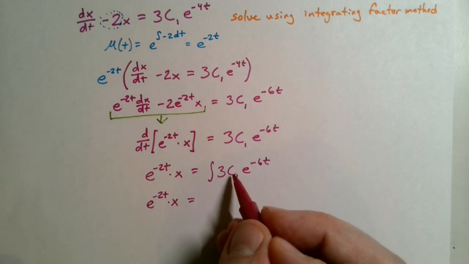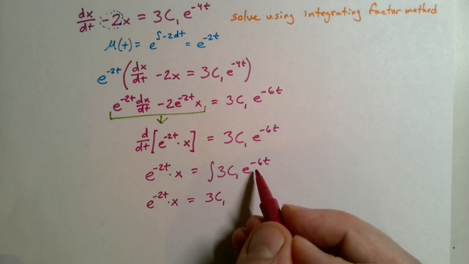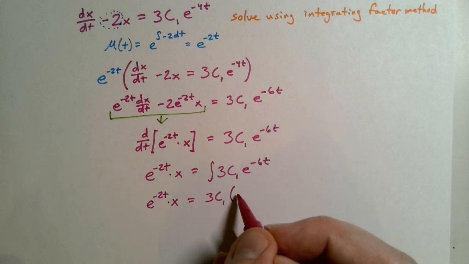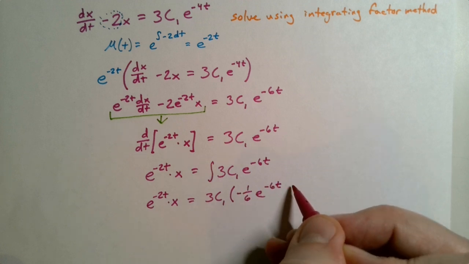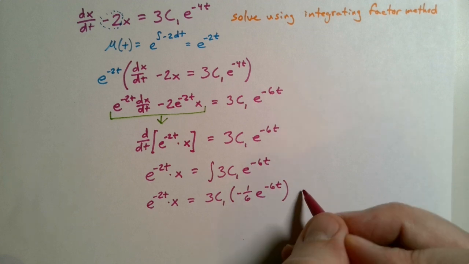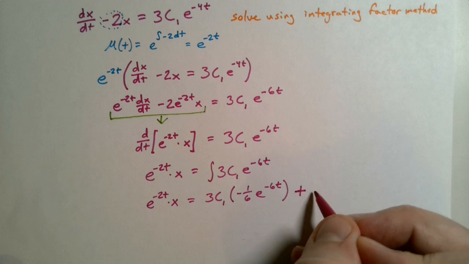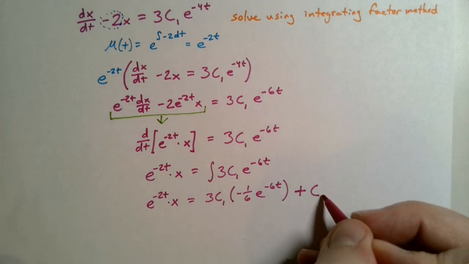Over here, the 3 and the c come out front. And when we integrate this thing, it's going to be -1/6 e^(-6t). And all of that gets plus another constant. I'm going to call it c2 right now.